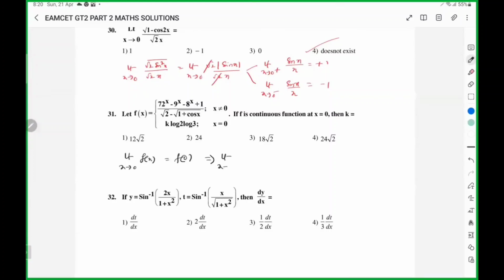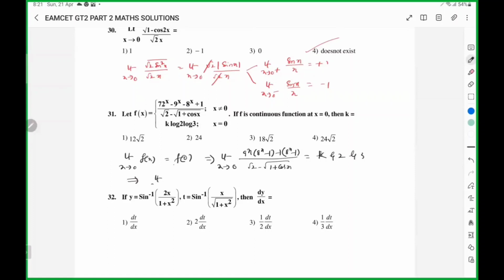Here, since it is a continuous function, the limit as x tends to 0 of f(x) is f(0). x tends to 0 means x is not equal to 0. So for this function we have to take x square by root 2 minus root of 1 plus cos x, which is continuous, so f of 0 is k log 2 log 3.